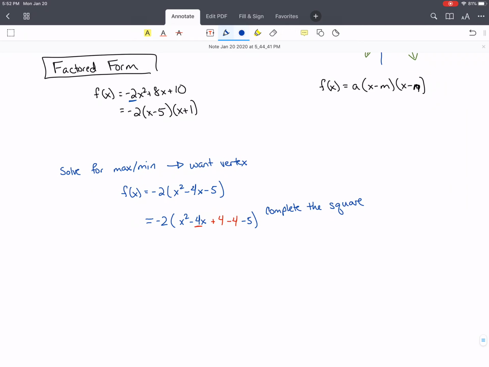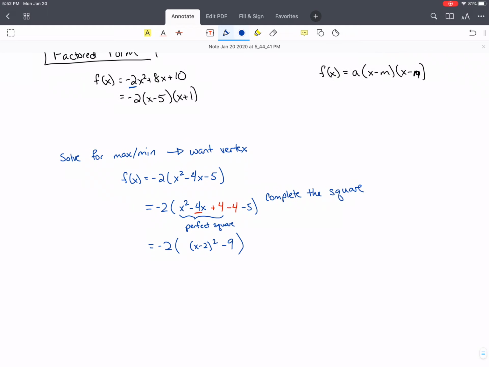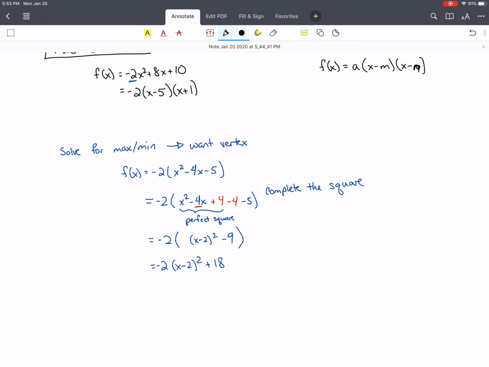Now when I do that, this piece here is a perfect square. It's x minus 2 squared. So I get x minus 2 squared, and I still have minus 4 minus 5, so that's all minus 9, which gives me negative 2 times x minus 2 squared. If I distribute the negative 2, I get plus 18. And this is called vertex form of a quadratic.